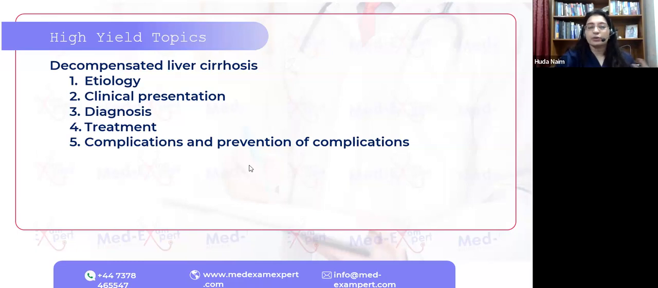Or for example, instead of encephalopathy, they could have given you upper GI bleed. So always keep in mind what the different possibilities of questions could be. The basic core concepts and the diseases would remain the same. The way they would ask the questions would differ.